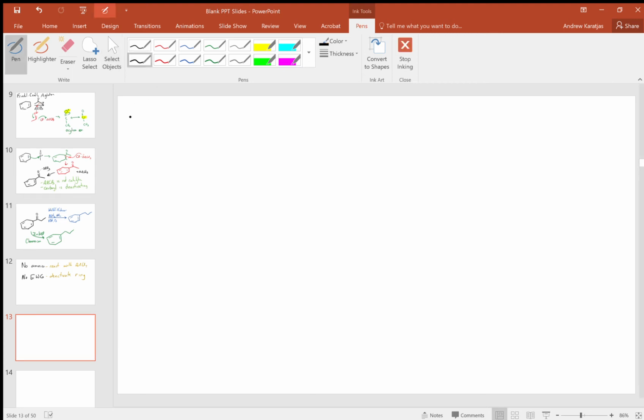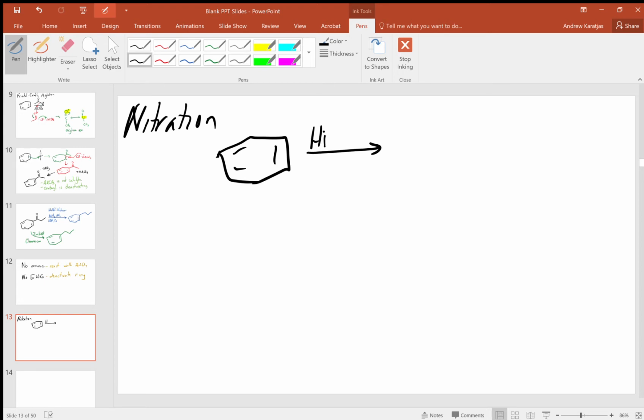Our next reaction for aromatic rings is the nitration reaction. So the nitration reaction will allow us to take an aromatic ring in the presence of nitric acid and sulfuric acid and some heat, forming nitrobenzene.